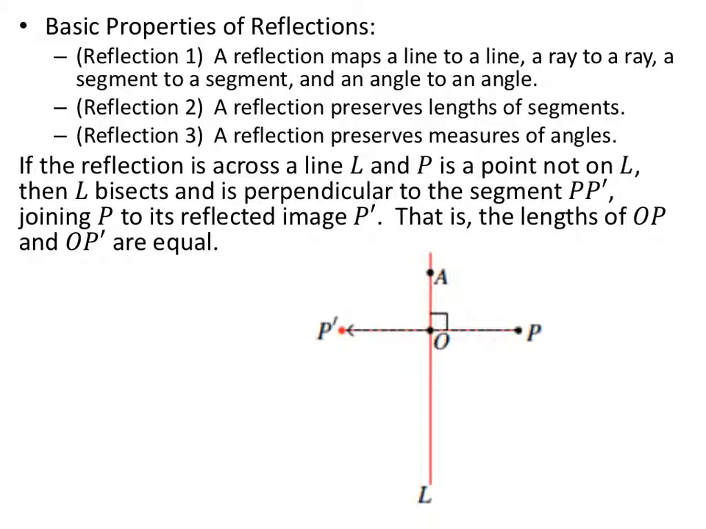All three of those are really just saying that we're not changing the size of the shape, the length, or the angles, or the shape. Whatever it is that we are reflecting will stay whatever it is. This next part, if the reflection is across a line L and P is a point not on L, we're going to skip all that because it gets really technical.